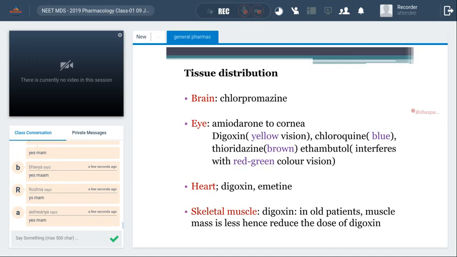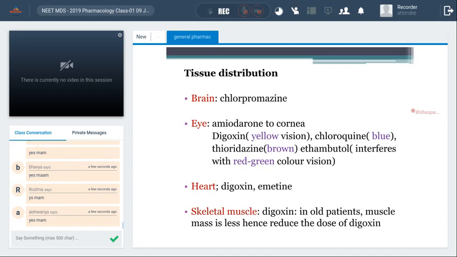Okay, so we were talking about tissue distribution. To which tissues do which drugs most commonly get deposited? Other than the site of action, drugs can also go and get deposited in different tissues, producing adverse effects. For example, the drug which gets deposited in the brain is chlorpromazine. Chlorpromazine is an antipsychotic drug. As an adverse effect, it can get deposited in the brain.